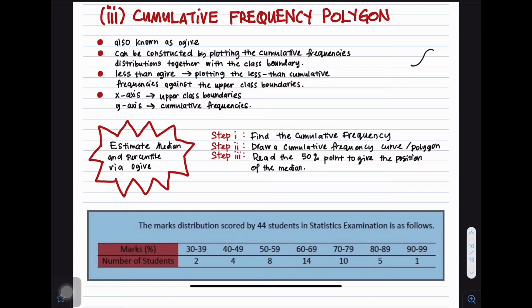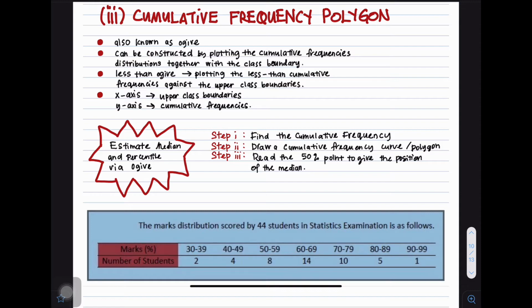If just now we do a frequency polygon by connecting the midpoint, okay, in histogram, kita connect the midpoint dekat histogram, kita dapat frequency polygon. Now we want to find the cumulative frequency polygon. So when we said about cumulative frequency polygon, means we are dealing with the cumulative frequency. So what is the cumulative frequency?